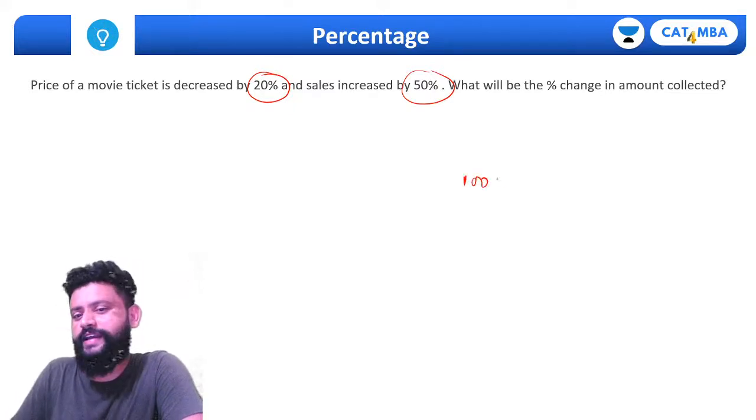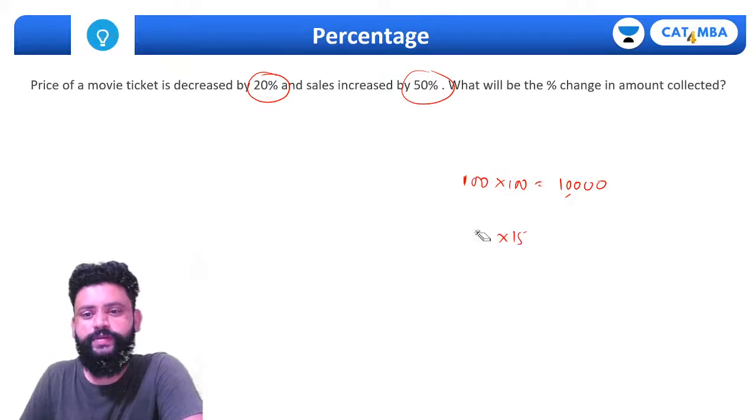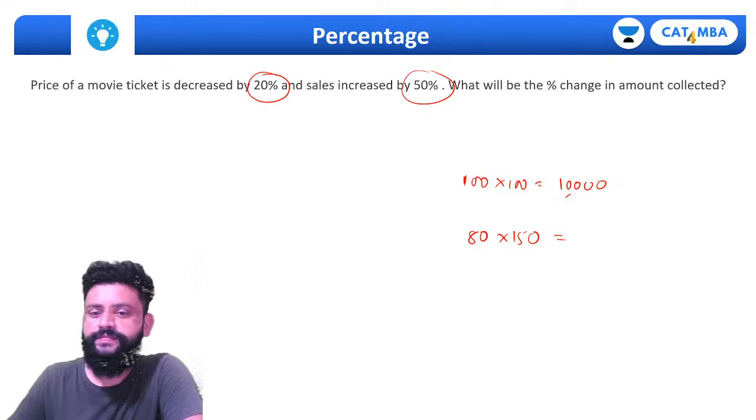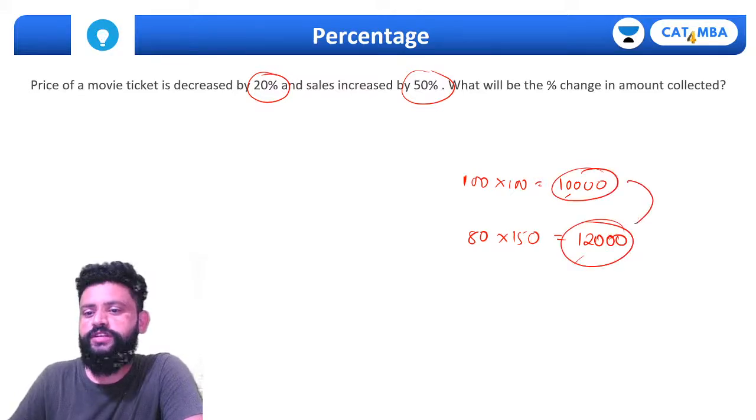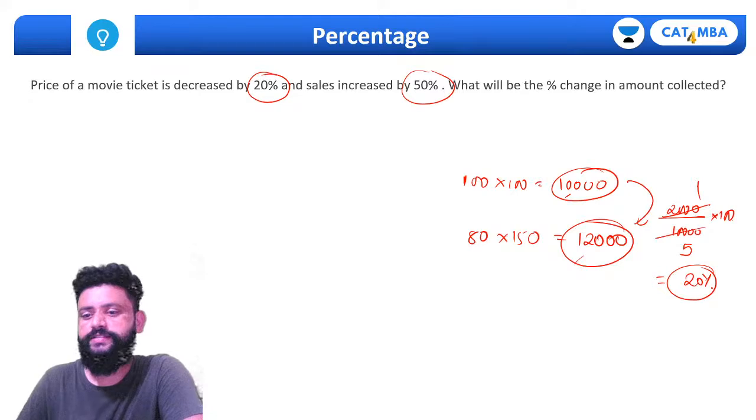या फिर कोई 100 लेके कर रहा है, 100 into 100 that was 10,000, एंड देन किसी ने लिया 120 into 150, सॉरी 20% डिक्रीज है, तो द प्राइस ऑफ मूवी टिकट इज डिक्रीज बाय 20%. 80 into 150, 15 तो सबको आना चाहिए. हाँ, व्हाट्स द आंसर? 10,000 का 12,000, दैट इज 2,000 इंक्रीज. कंपैरिजन किसके साथ होगा? 10,000 के साथ होगा. ऑफ कोर्स इंक्रीज डिक्रीज ऑलवेज इन कंपैरिजन विद द प्रीवियस वैल्यू, दैट कम्स आउट टू बी 20% इंक्रीज.